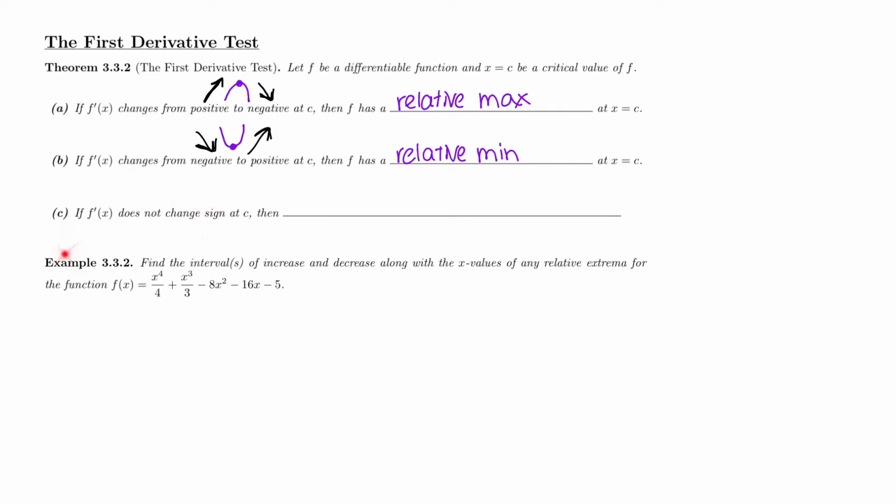And if f prime doesn't change signs at c, then nothing interesting happens. So if it goes from increasing to increasing, that would be a picture like this. Or if it goes from decreasing to decreasing, that would be a picture like this. Nothing interesting happens. There's no maxes or mins there.